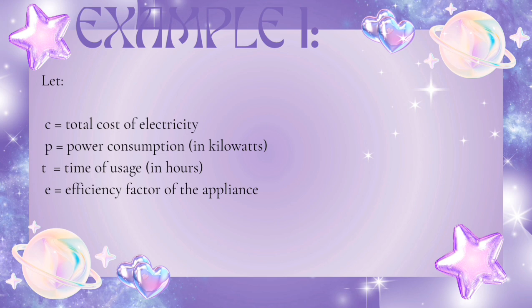Let's see, C is our total cost of electricity. P, power consumption. T, time of usage. And lastly, E, efficiency factor of the appliance. So our equation will be C equals KPT over E.